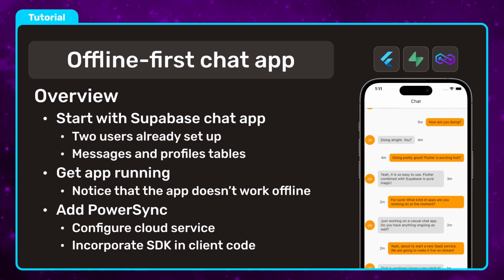In terms of the flow for the tutorial, like I mentioned, we'll be using the tutorial chat app. I already have 2 users set up, Kobe and Philip. The app itself has a messages and a profiles table. I've already set those up on the Supabase side. And the first thing we'll be doing is getting this app up and running. We'll then notice that the app doesn't actually work well offline, and at that point, we'll add PowerSync. That consists of 2 steps. Firstly, configuring the cloud service and then incorporating the SDK into the client-side Flutter application code.